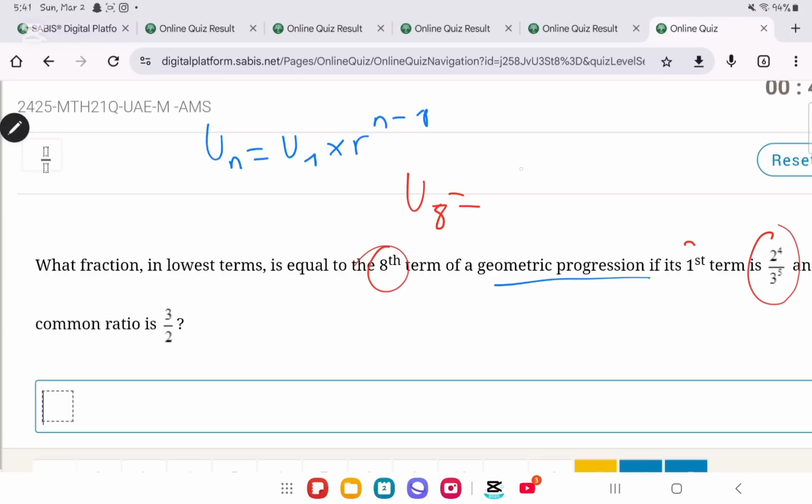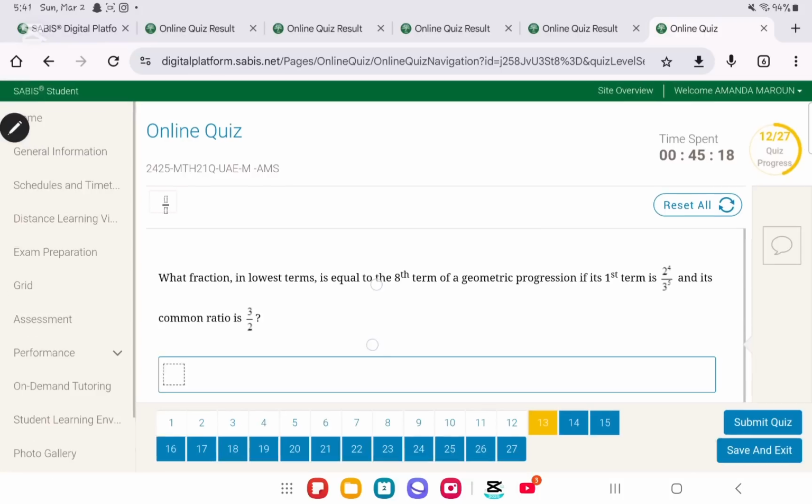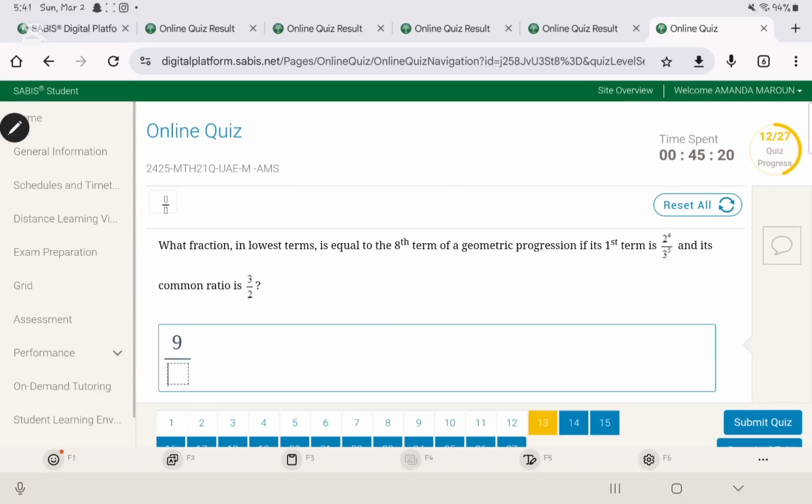It's equal to U1, which is 2 to the power of 4 over 3 to the power of 5, times the common ratio, which is 3 over 2, to the power of n minus 1, which is 8 minus 1, which is 7. Put it on your calculator. Do not forget to put the brackets for the 3 over 2, so 3 over 2 to the power of 7. And you are going to get 9 over 8. So very simply, 9 over 8 is our answer.